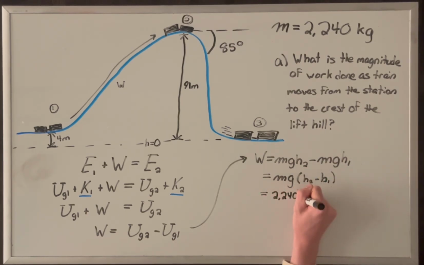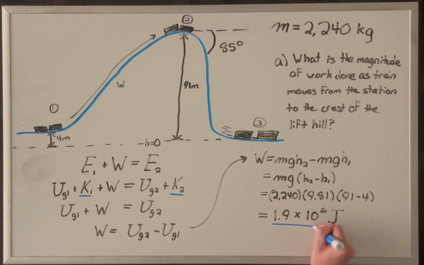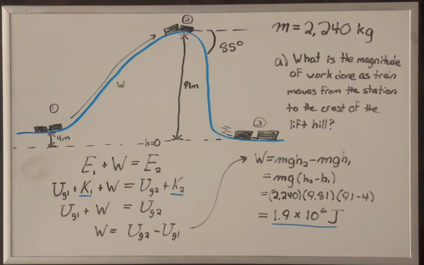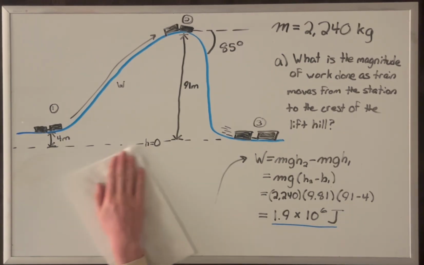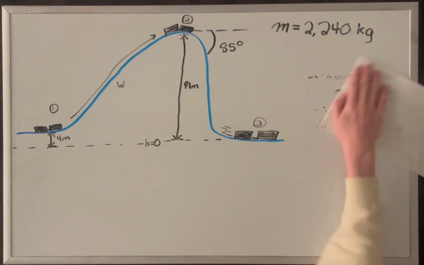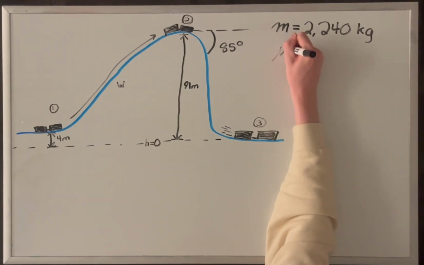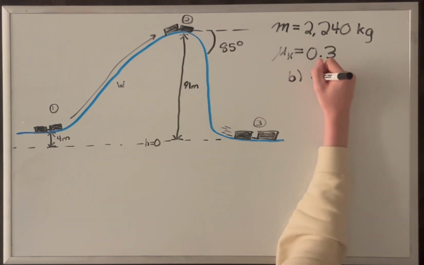Let's plug in our values that we have, g being 9.81. And we're going to find that the work done on the train is 1.9 times 10 to the 6th joules. That's a pretty high value. So essentially what happened is that work done, 1.9 times 10 to the 6th, is how much work that the chain induced onto the system of the train and Earth while it traveled up the hill.